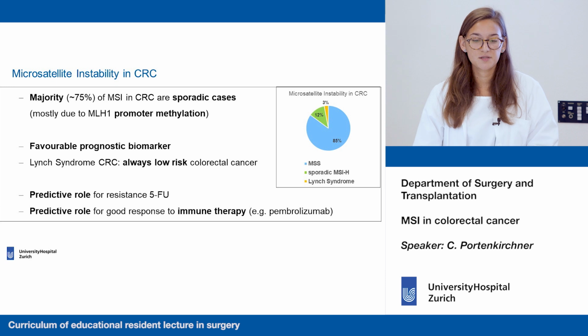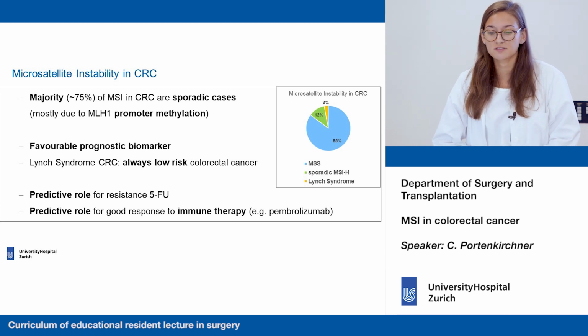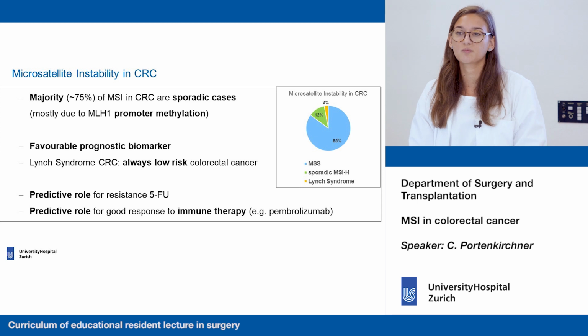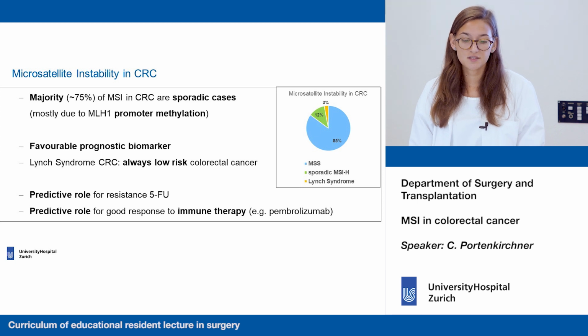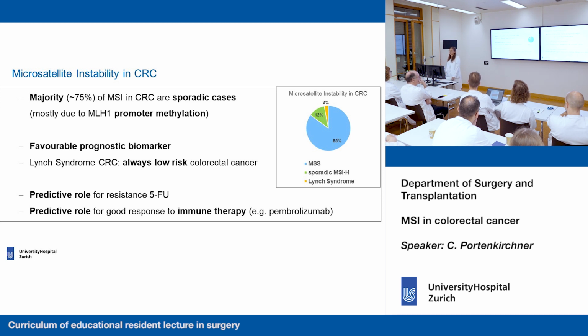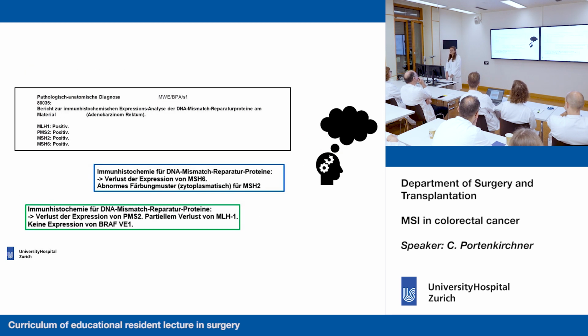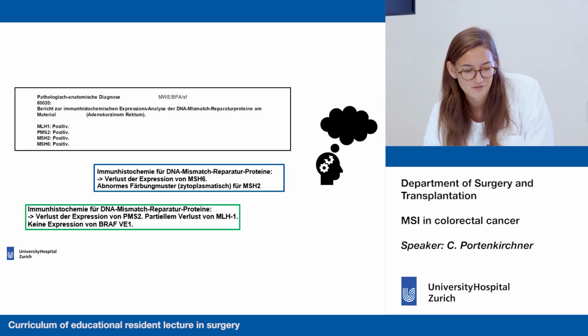So just to sum it up, the majority of MSI in colorectal cancer are sporadic cases due to the promoter hypermethylation. It's a favorable prognostic biomarker, and HNPCC is always a low-risk colorectal cancer because it's MSI. It has a predictive role for the resistance to 5-FU and a predictive role for good response to immune therapy, especially in metastatic cancer. So I hope if you see a future pathologic report like this, you're like, okay, MSI, MSH6, I've heard about this. PMS2 and loss of MLH1, I know we have to perform a BRAF.